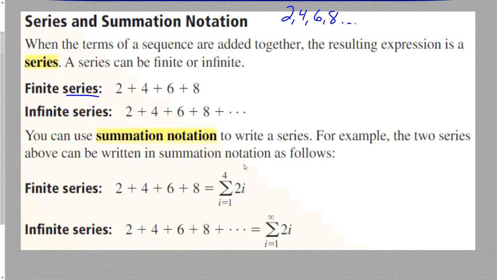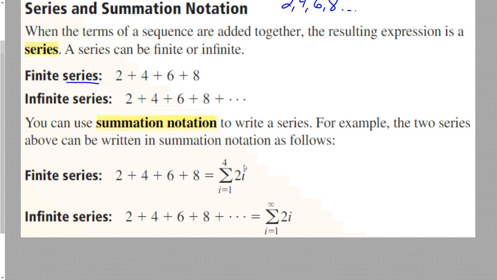When we write series, because they're sums, we use what's called summation notation. We use this Greek letter sigma to represent the sum of something. That's what this big, strange looking E is, a sigma. It's a Greek letter, and we use it to demonstrate that we're talking about a sum. So for this finite series, big sigma tells me that I'm using a sum. It's the sum of, here's the rule, 2i, right?